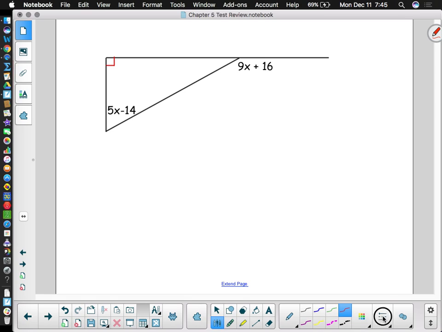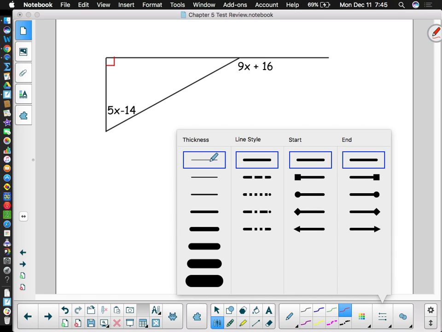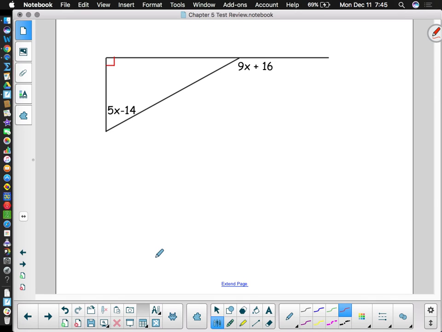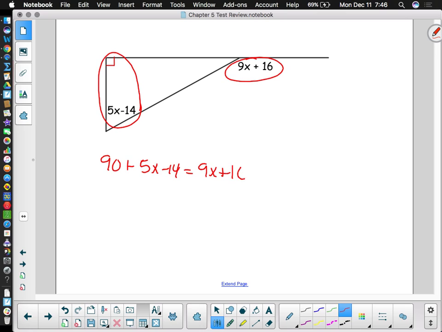This is the only one that was a little bit tricky, because here we did need to know the exterior angle theorem. Because that was the only way to do this one. Here we had to add these two angles up to equal that. That's the exterior angles theorem. The two remote interiors added together equal the exterior. So 90 plus 5x minus 14 equals 9x plus 16.